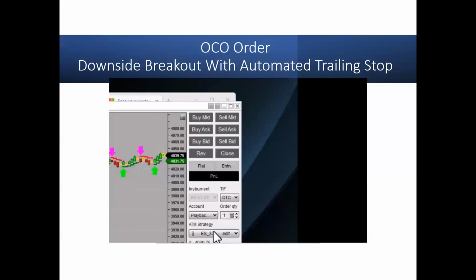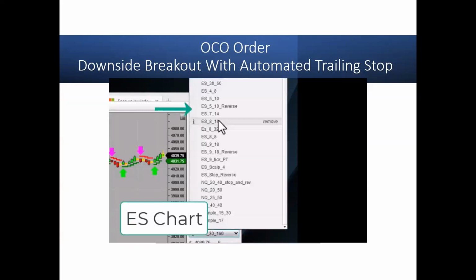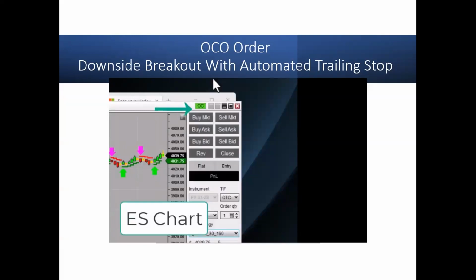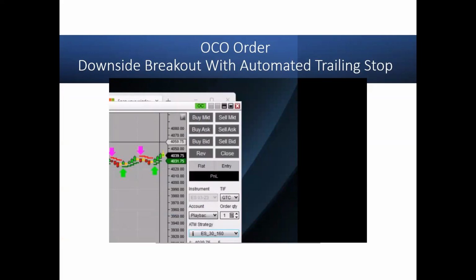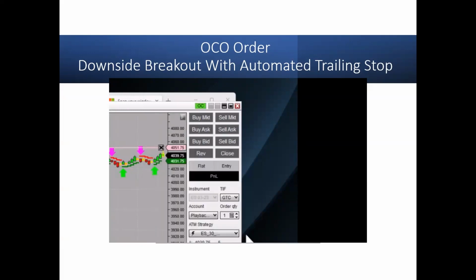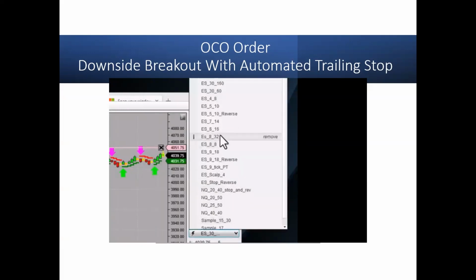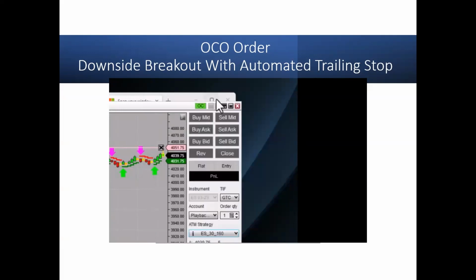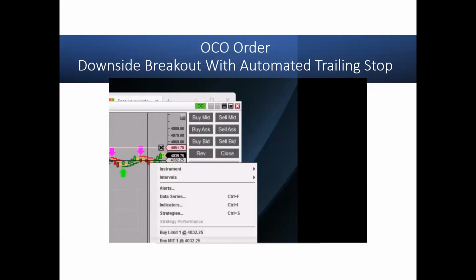Let me show you a way you can apply the NinjaTrader platform to what we're talking about here. We're going to use an OCO order, which stands for one cancels the other. Essentially, we're putting a buy stop above the current consolidation and a sell stop order below the consolidation, and we're going to let the market take us into the trade.